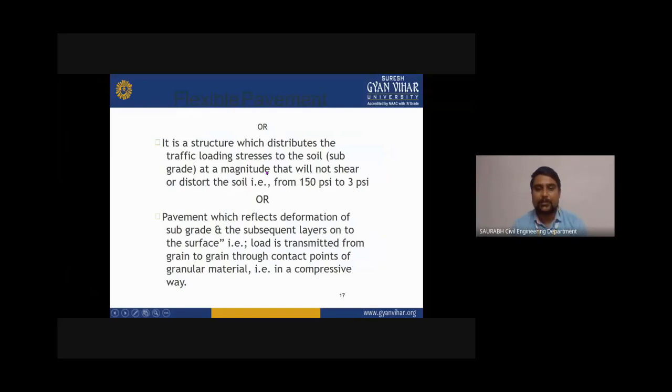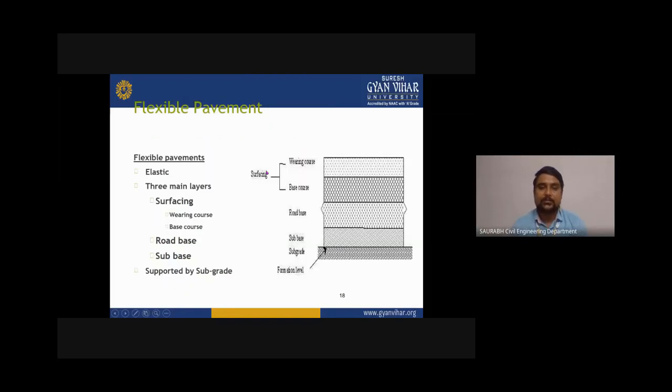That is your flexible pavement. Pavement which reflects deformation of the subgrade and subsequent layers on the surface. Load is transmitted from grain to grain through contact points of the granular material in a compressive way. As you can see, this is your flexible pavement, and this is also your cross section.